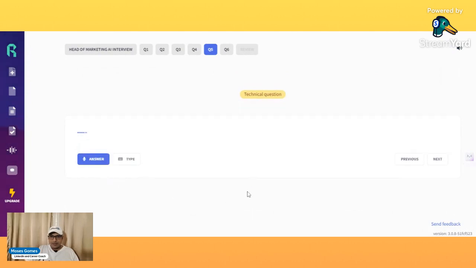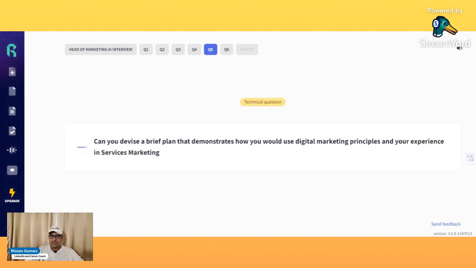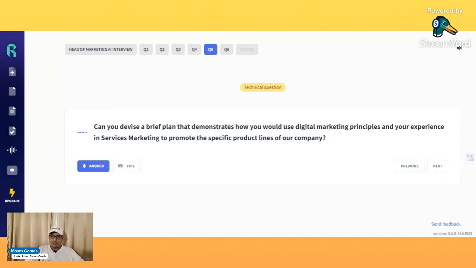Can you devise a brief plan that demonstrates how you would use Can digital you devise marketing a brief principles plan and your that experience demonstrates in how you services could use marketing digital to promote marketing the specific principles and product your lines of our experience in company? services marketing to promote a specific product lines in our company?